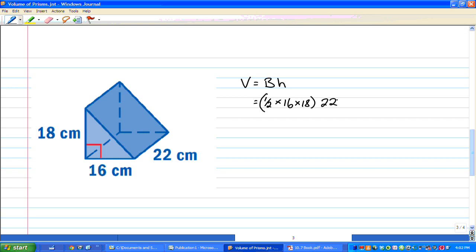So it's not a big deal with a box, but it's a little more important when it comes to a triangular prism. So then we have 1/2 times 16 times 18 is 144, and this then times the 22 is equal to 3,168 centimeters cubed. Again, volume is cubed.